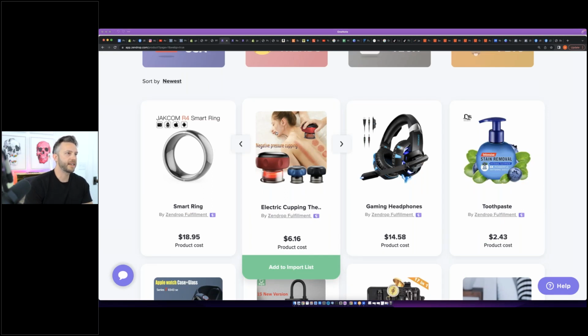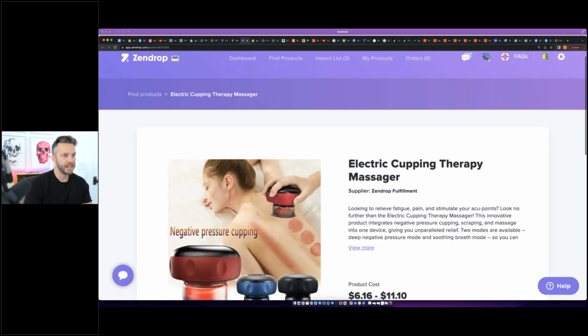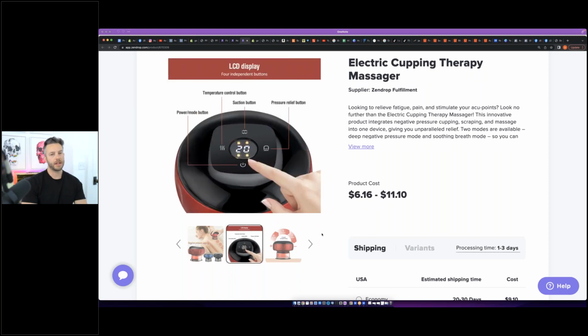It is a negative pressure cupping tool. Okay, so this is an electric cupping therapy massager tool. And cupping, if you don't know what it is, it looks crazy, it looks weird, feels kind of weird, but it relieves a lot of pain. Chiropractors do it, and it legit gives you so much relief. So this is a product.